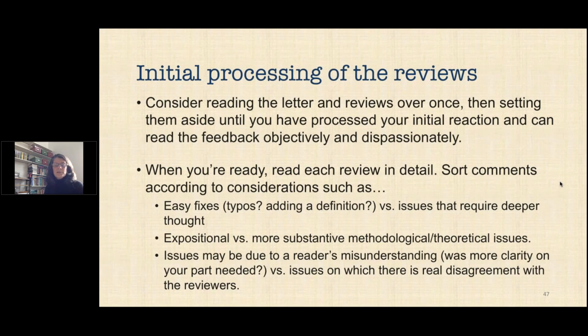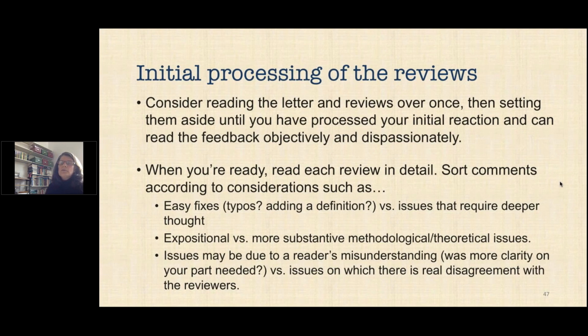You can come up with your own categories, but for example, what kinds of things were commented on that would be easy fixes, typos? Did you need to add a definition somewhere? Did you need to make some assumptions more explicit? Those are issues that are easy to fix as opposed to issues that require deeper thought. So for example, if a reviewer thinks you didn't support your argument strongly enough or thought that there was an alternative way of looking at the issue. So the other category then would be deeper expositional versus more substantive methodological or theoretical issues. Did the reviewers simply not buy your theoretical approach, or did they think that you could have presented your ideas in a clearer way and could have organized the paper better?